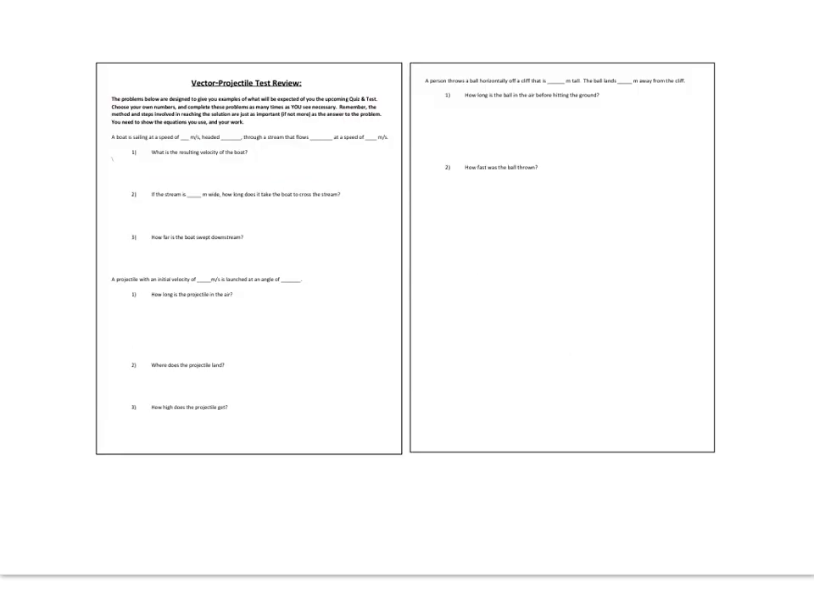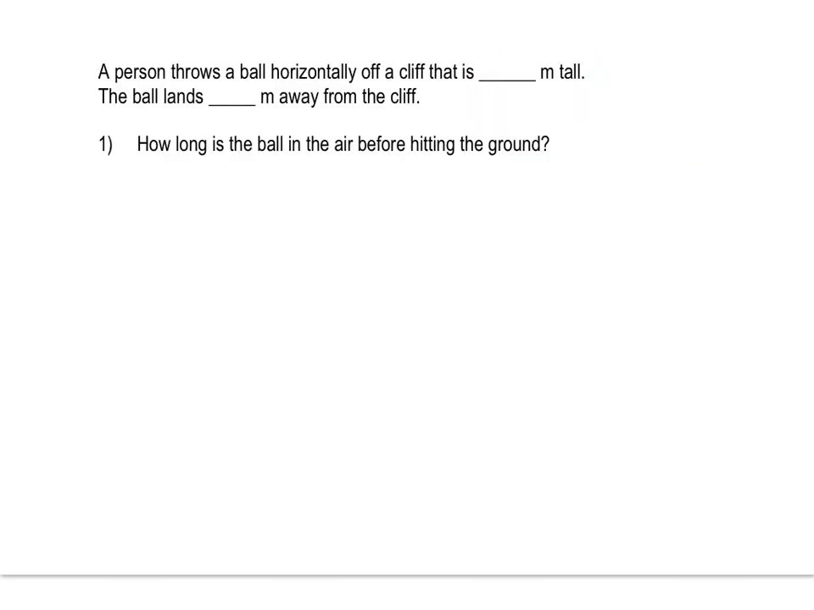I'll be working off the vector projectile test review handout, which is available on the course website. If you'd like to work along with us, I'll be on the back page for the horizontally launched projectile. In this question, we're asked to decide a height for a hypothetical cliff and also a landing distance from where our projectile lands from that cliff.